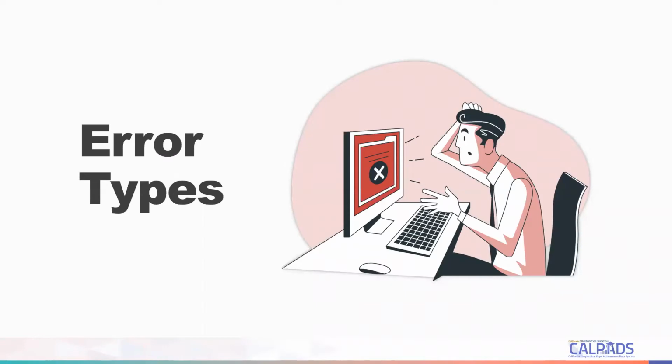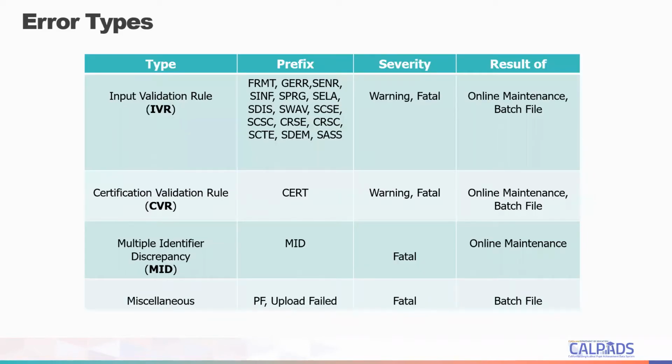Before we discuss how to navigate the CALPADS error list, let's first begin by discussing the different types of errors that you may encounter, hence the need for the error list. There are four basic types of errors in CALPADS. You have your Input Validation Rule or IVR, Certification Validation Rule or CVR, Multiple Identifier Discrepancy or MID, and Miscellaneous Errors.